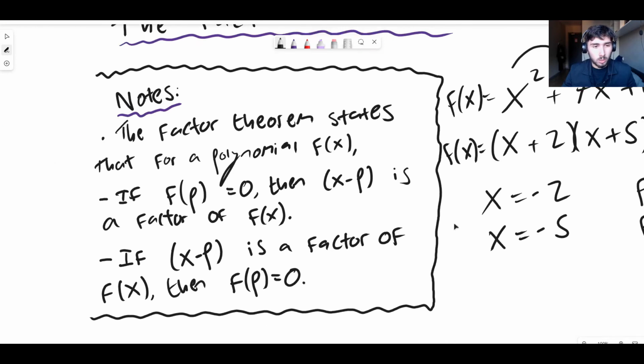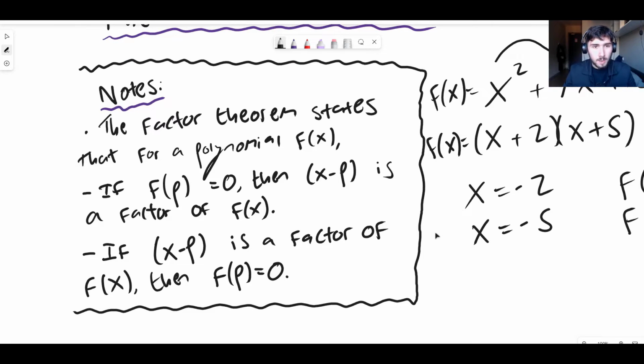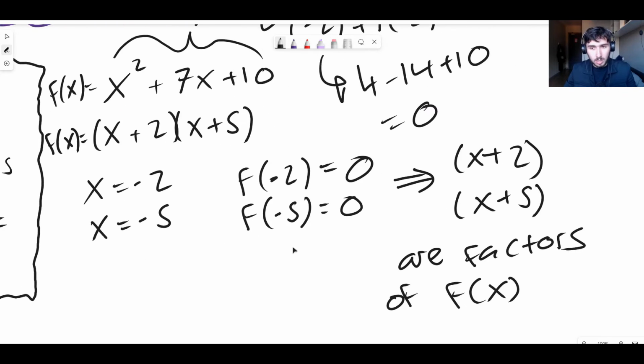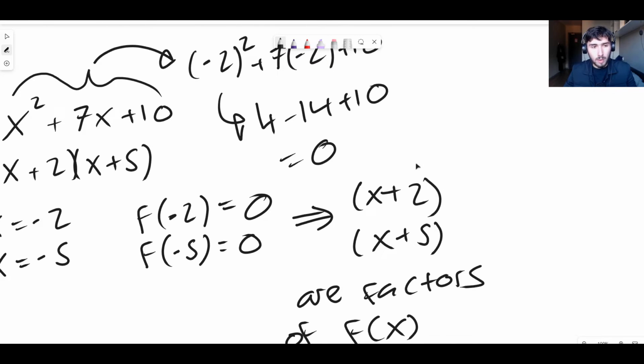Once again, let's have a quick glance at what this says, to solidify it in our minds. The factor theorem states that for a polynomial f of x, if f of p is equal to 0, so for example, in the example we just did, we chose p as minus 2, so f of minus 2 is equal to 0, then x minus p, which was x minus minus 2, so x plus 2, is a factor of f of x. And we know that's definitely true. Look, in this example, x plus 2 is a factor of f of x, because we factorized it.